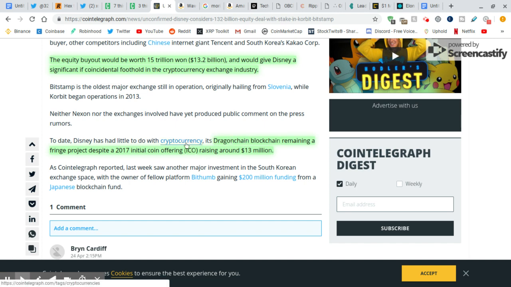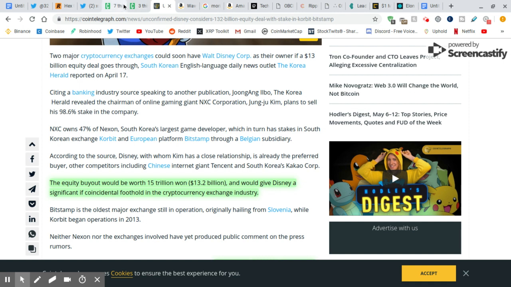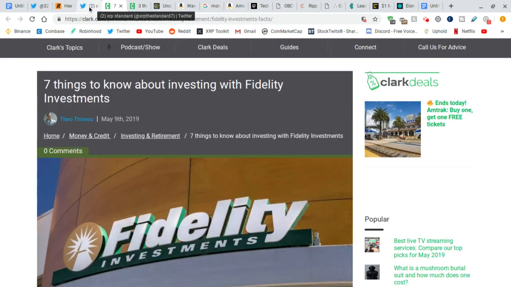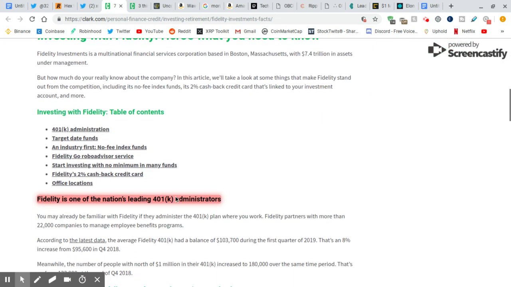That'll boost the price significantly. Okay, let's go back. So now the one he was talking about was the Fidelity article. I didn't really see much on it, but I did notice one thing that I want to mention: 401ks are going to be offering cryptocurrency investments. I think some of them already do, but a majority of them are going to start offering cryptocurrency investments in your 401k. It's coming, all right?